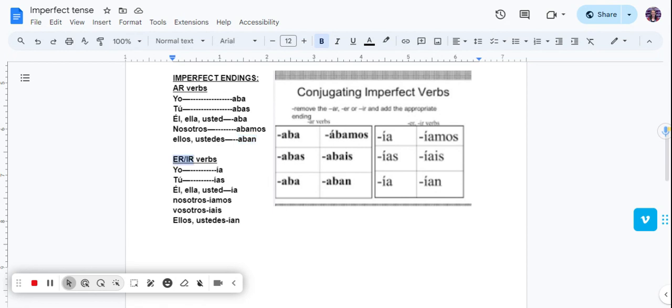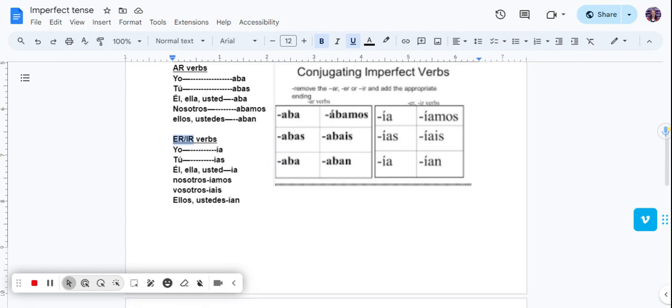All right, now if you have ER and IR verbs, their endings are exactly the same in the imperfect. So it doesn't matter if your verb is ER or IR. So let's use comer to eat as an example. So I would say yo comía, él, ella, usted comía. See how that's the same there too. Tú comías, nosotros comíamos, vosotros comíais. Pretty sure that's how that one goes. And ellos comían. Remember, the vosotros is only used in Spain.